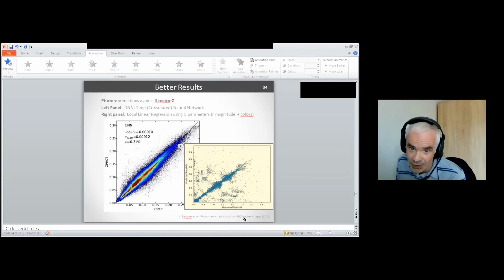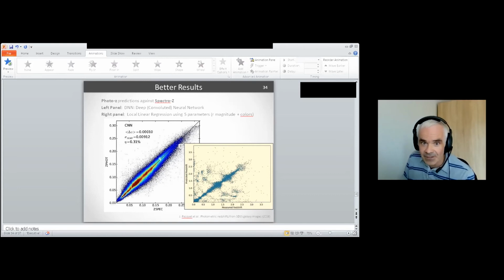There's a nice paper in 2018 where a neural net was used to predict photometric redshifts. And compared to 10 years earlier, you can see there's a lot less noise, a lot less scatter, and it's definitely a huge improvement using these nets.